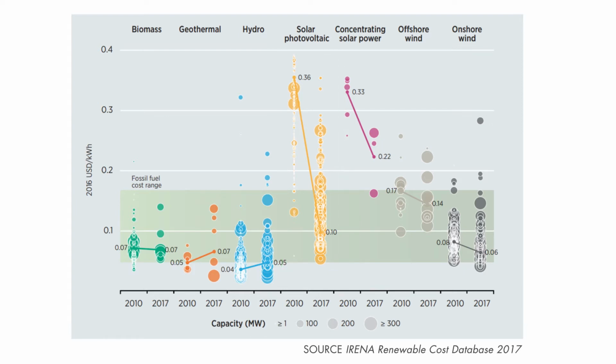And there was a 30% reduction in the electricity cost from concentrated solar power plants, from $0.33 per kilowatt hour in 2010 to $0.22 per kilowatt hour in 2017. Similarly, for wind energy, there was almost a 20% reduction in the cost of electricity coming from offshore and onshore wind systems. In contrast, there was a slight increase in electricity cost coming from hydro and geothermal systems.